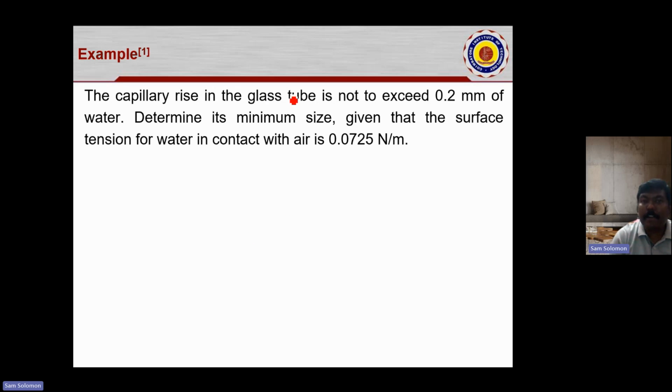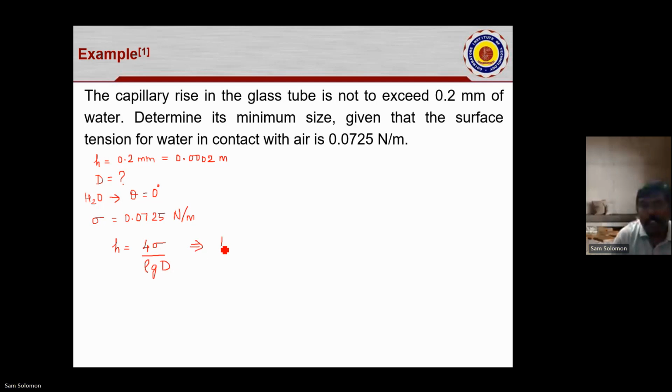The next question: the capillary rise in the glass tube is not to exceed 0.2 mm. So now they have said that the value of h is 0.2 mm, which means 0.0002 meters. Determine its maximum size. So now they want us to find out the value of d. They have said that it is water, and that the surface tension for water is 0.0725 Newton per meter. So what we know is h is 4 sigma by rho g d.